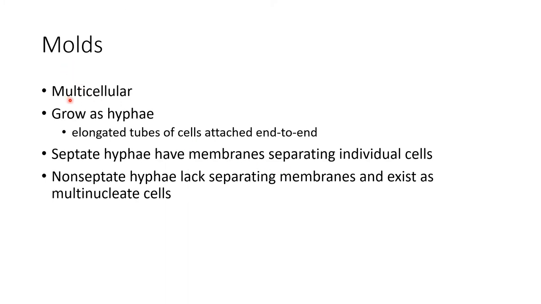Molds are multicellular fungi. They grow as hyphae, which are elongated tubes of cells attached end to end. Hyphae are divided into septate hyphae and non-septate hyphae. Septate hyphae have membranes separating individual cells. Non-septate hyphae lack separating membranes and exist as multinucleate cells.